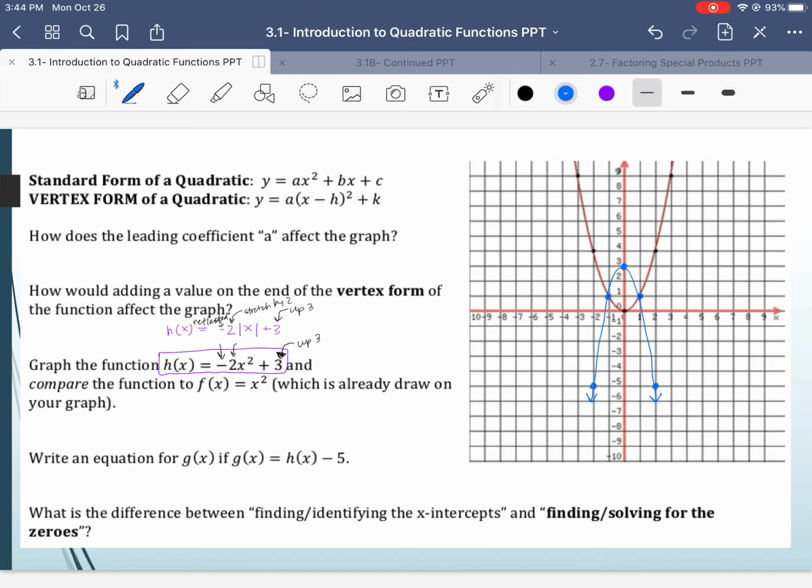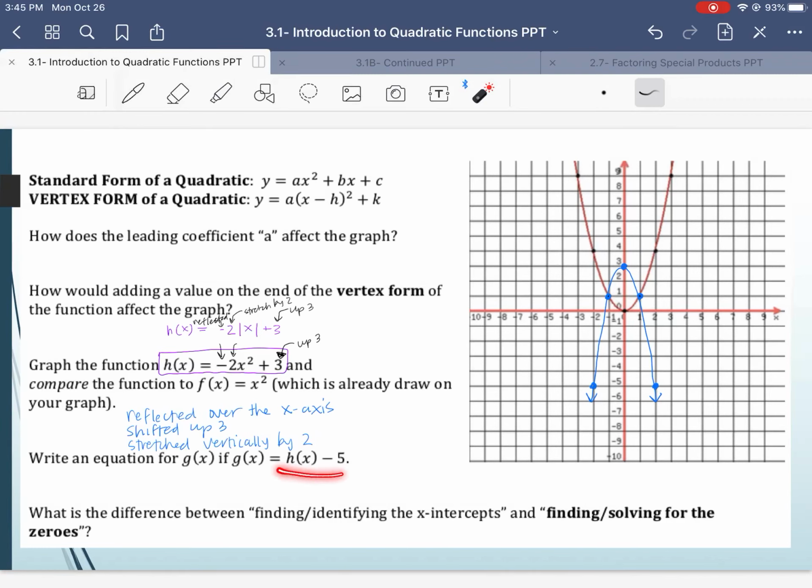And then the comparison is just stating the transformations. So how is this one different than that red parent function that's on there? Well, this one's been reflected over the x-axis, so it's now pointing down. It's been shifted up 3, or translated up 3, and it also has been stretched vertically by 2. So those are all the 3 transformations that are taking place.